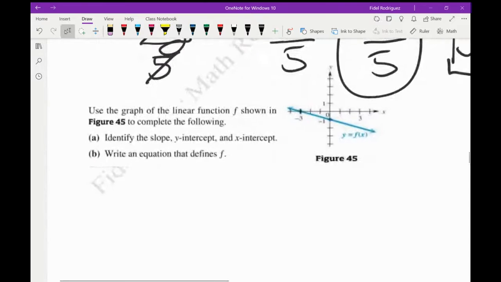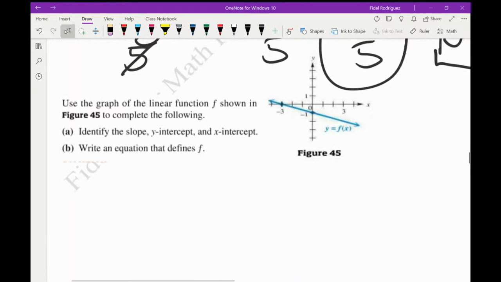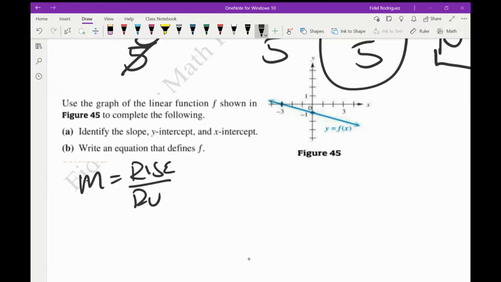So I'm going to zoom in just so I can see that a little bit better. And let's see, it says use the graph of f of the linear function shown in figure 45 to complete the following. So we want to find the slope, the y-intercept, and the x-intercept. Okay, so let's see if we can do this. Number one, we're going to look for the slope. So remember what the slope refers to. It's the rise over the run.